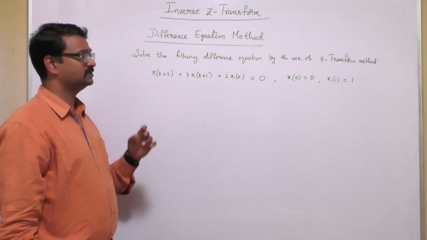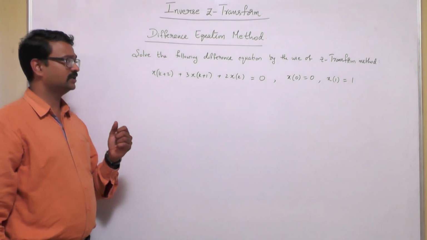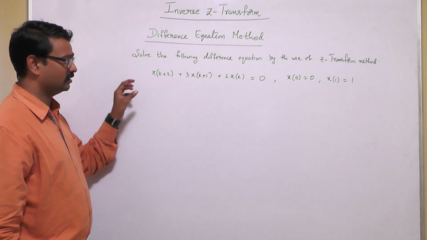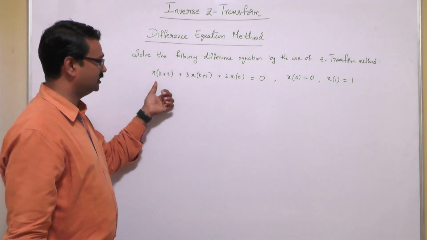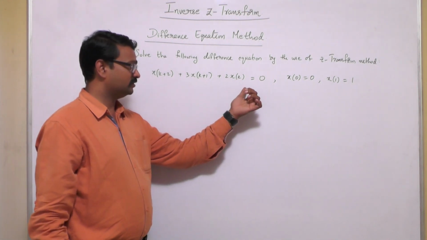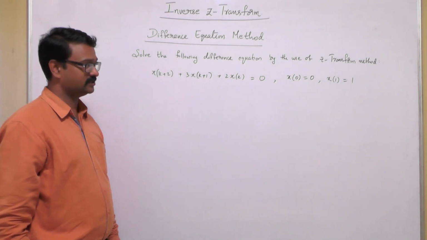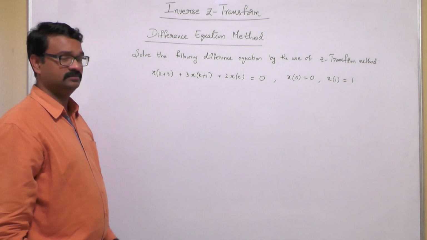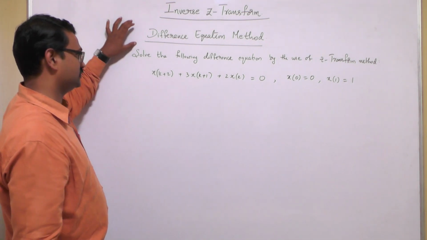The fourth method is the difference equation method. Based on a simple difference equation, which I have already written here, x of k plus 2 plus 3x of k plus 1 plus 2x of k is equal to 0, we are bound to find out what x of k is from this, using the inverse Z transform method, which is the difference equation method.